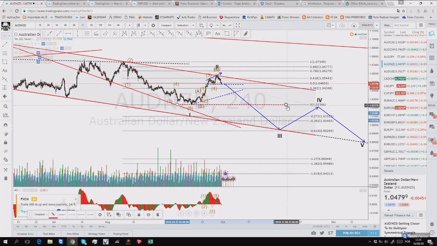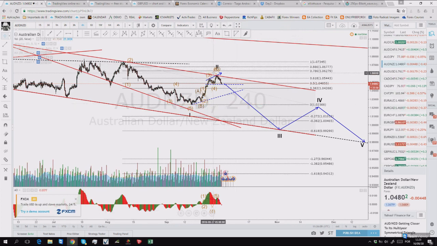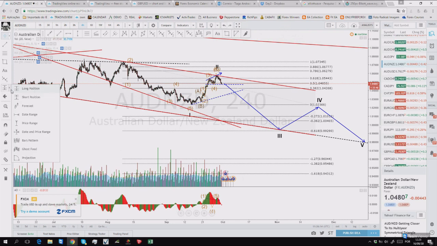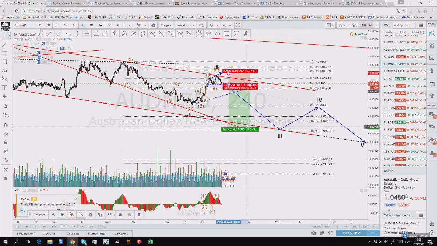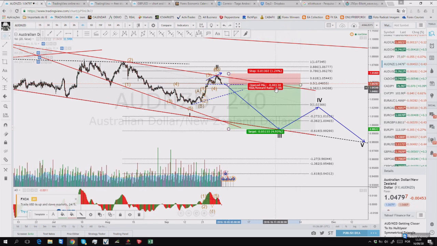And I'll probably only move my stop when it breaks this line here, when it breaks this low. Until then, my stop's going to be there. I might either win this or lose it. But for now, what I have is this. My stop is somewhere there. My target is somewhere there, before the 618. So I have a 1 to 4 trade.